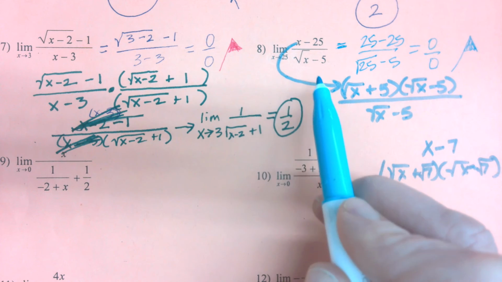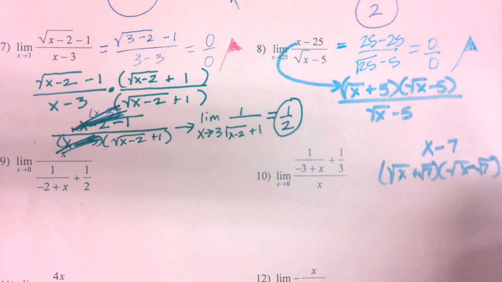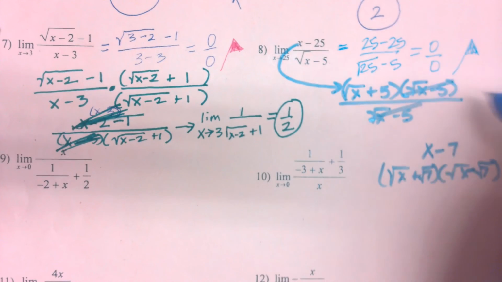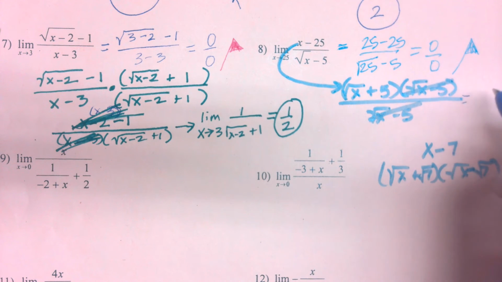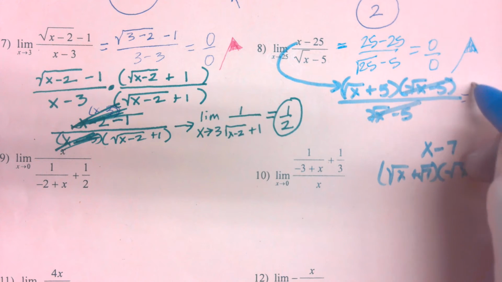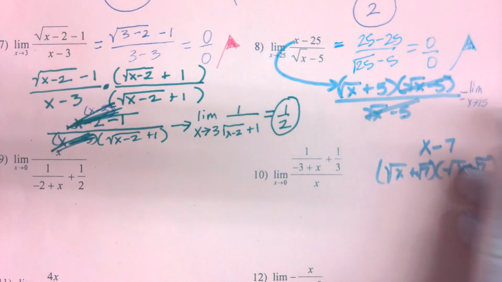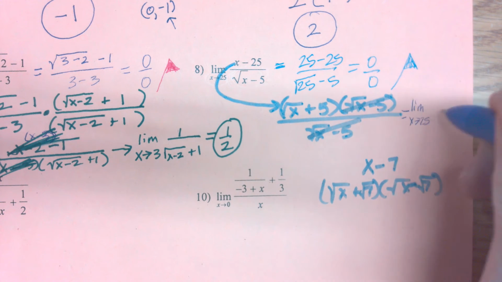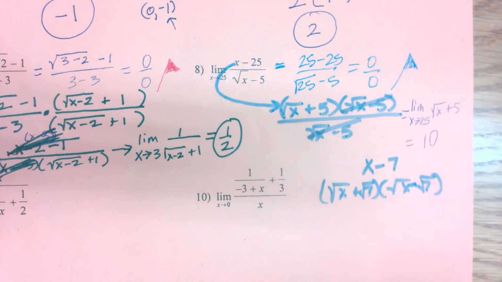And if I recognize that breaking that down is going to benefit me, I'm going to be able to cross off part of this value. And then I can reevaluate my limit. The limit as x approaches 25 of, let me make some room, the square root of x plus 5, which is 10. New limit.